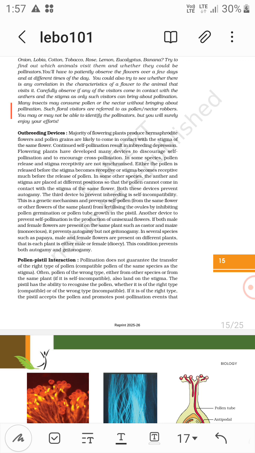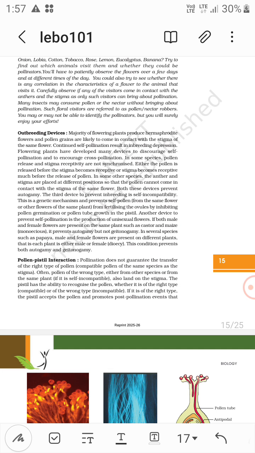Now the third device to prevent inbreeding is self incompatibility. This is a genetic mechanism and prevents self pollen from the same flower or the other flowers of the same plant from fertilizing the ovules by inhibiting pollen germination or pollen tube growth in the pistil.